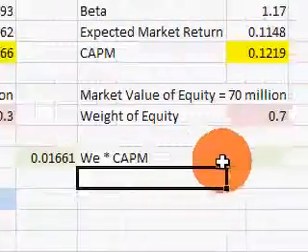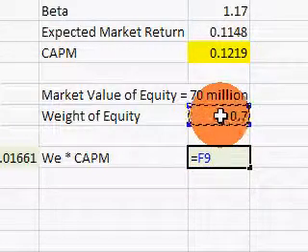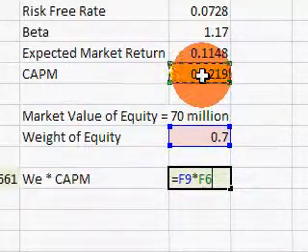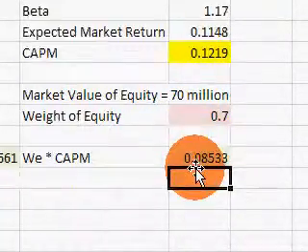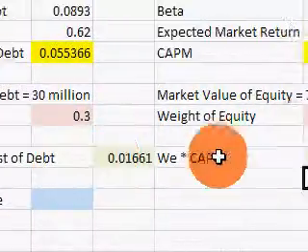The weight of the equity times the capital asset pricing model. Again, we have here the weight of the equity was 0.7. Multiply that by the required return on the equity, and we get 0.0853 or 8.53%.